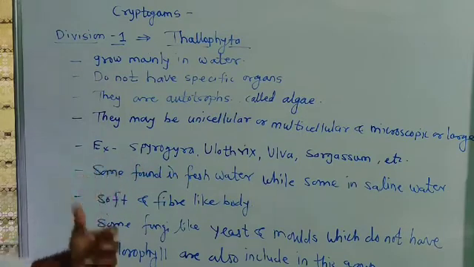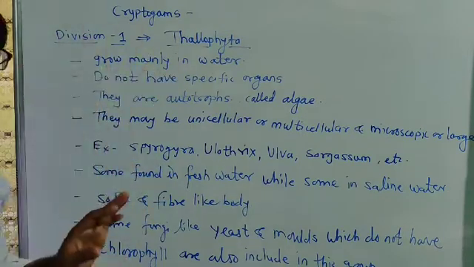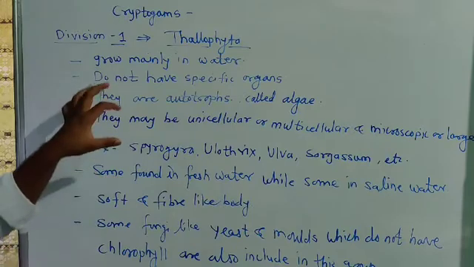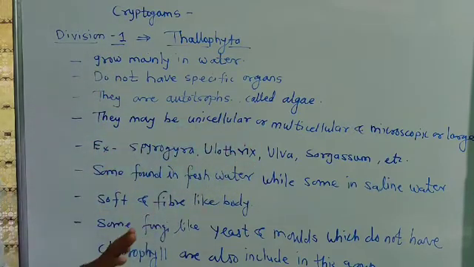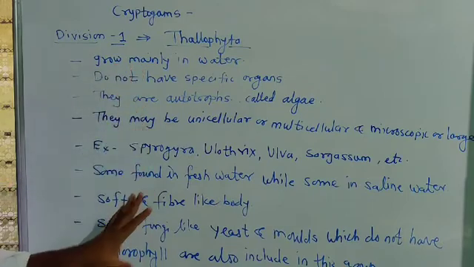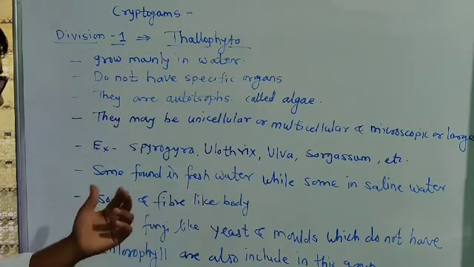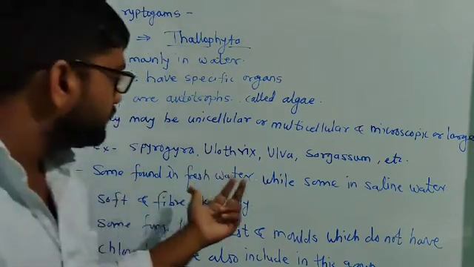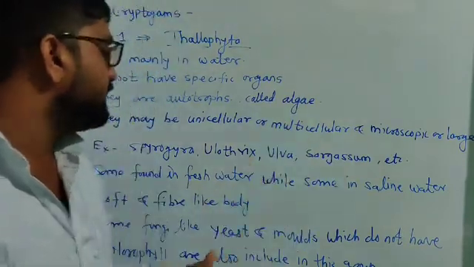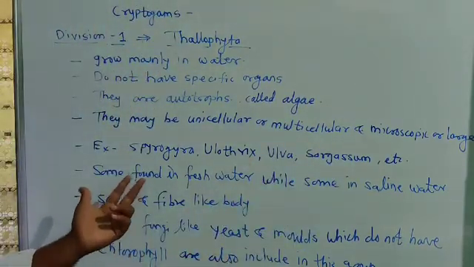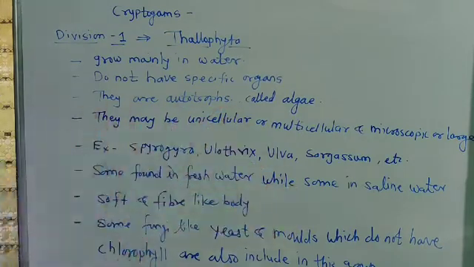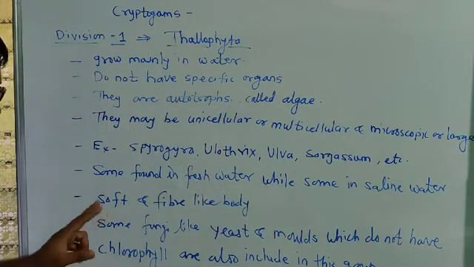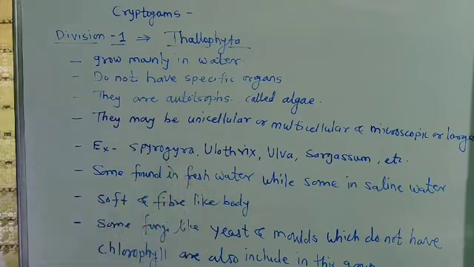If questions about the division Thallophyta are asked in examination, we have to write three to four characteristics and some examples. So these characteristics we have to remember. Next: some are found in fresh water while some are found in saline water. Then, a soft and fiber like body.